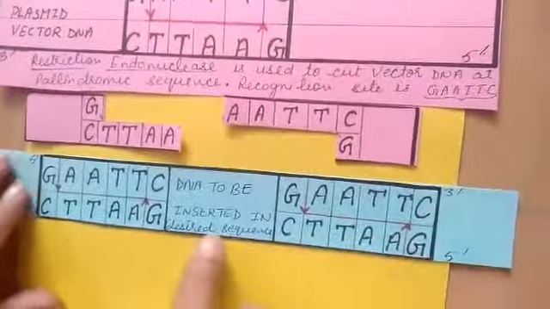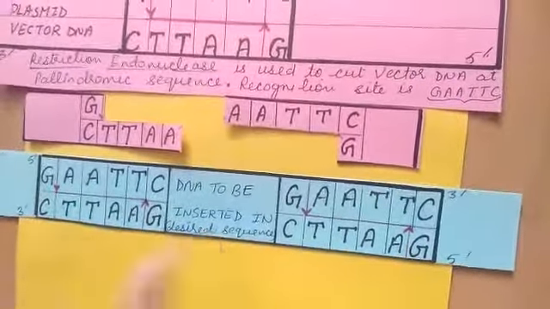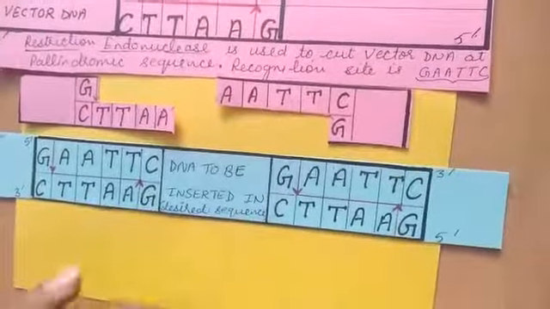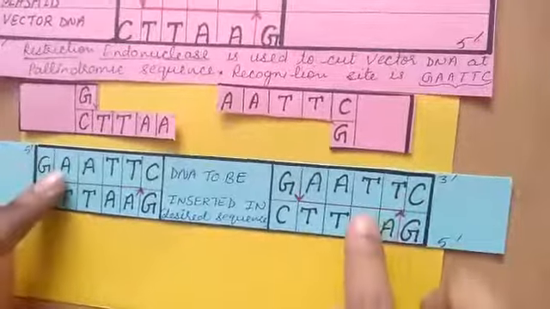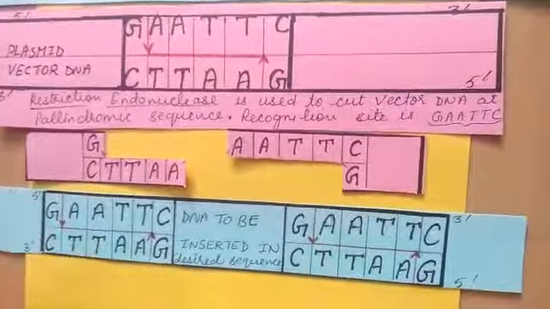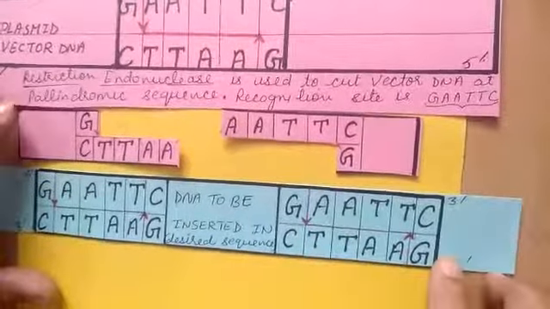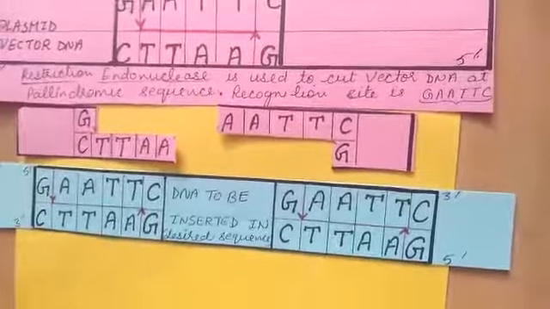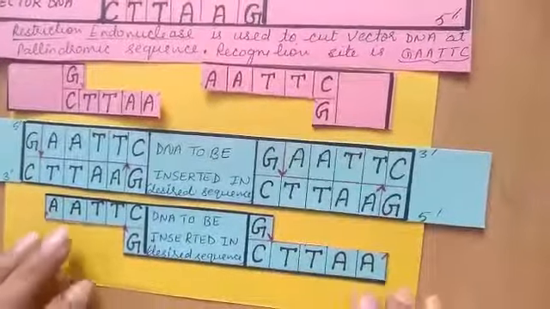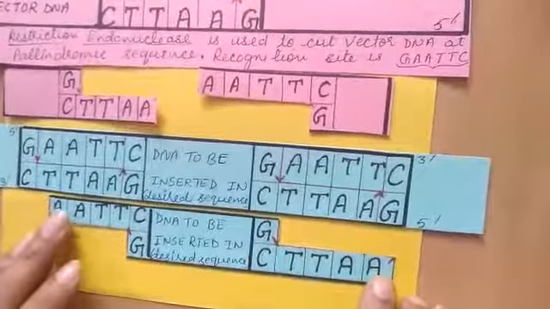This is actually the DNA which is present in the donor cell. In between, the desired sequence is present, and on both sides the same palindromic sequences which are present in the plasmid vector. The same restriction endonuclease enzyme is used, and that is how the sticky ends are formed in this gene of interest stretch of DNA.